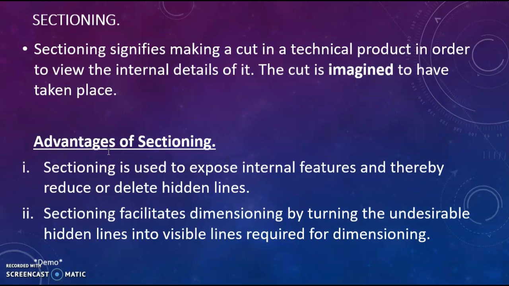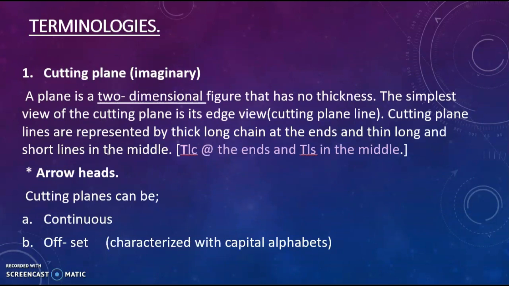So now let's look at some terminologies we are going to meet in our study of sectioning. Our first terminology is cutting plane. Firstly, let's define what a plane is. Whenever we say a plane, we are talking about a two-dimensional figure that has no thickness. So the cutting plane, we've already said, is imagined. You can call this cutting plane an imaginary cutting plane. You imagine a cut through the object you want to section.